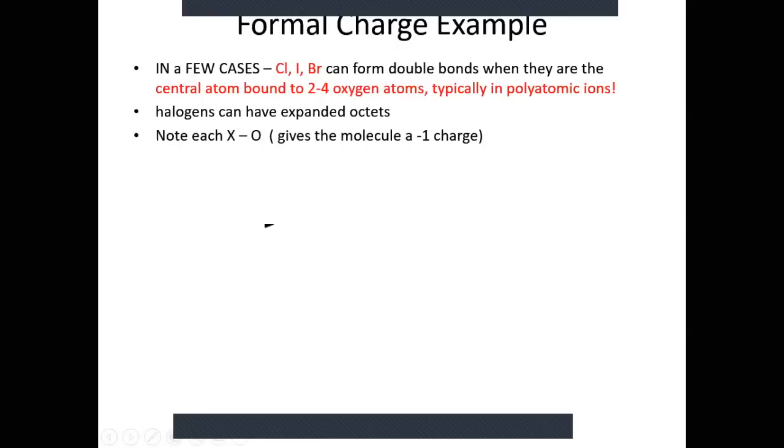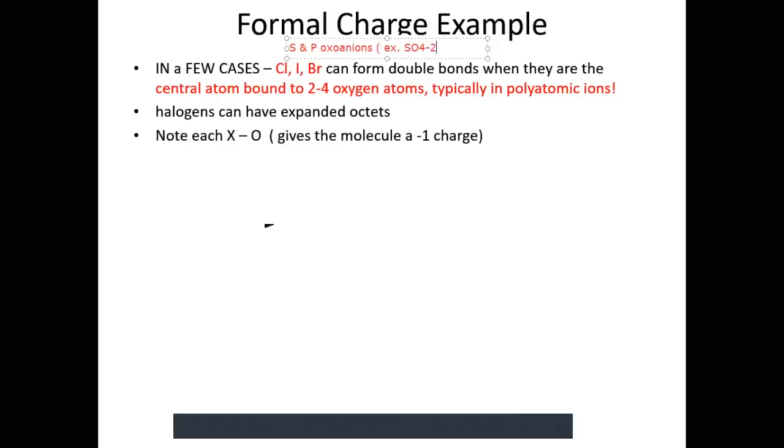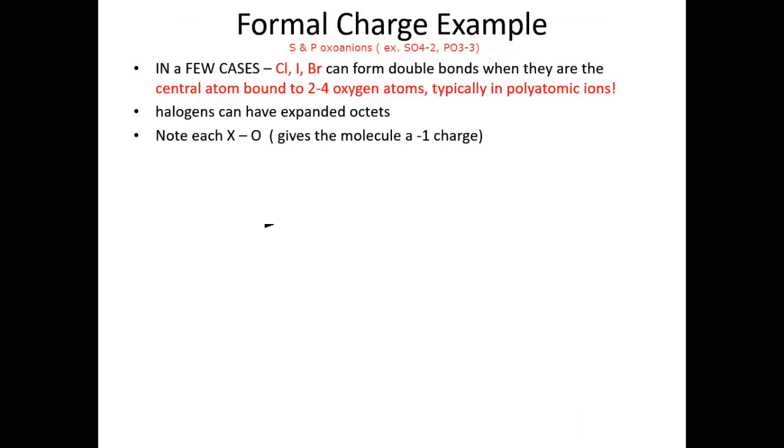So now, formal charge examples. This is where the formal charge structure supersedes the octet structure, and these are a few cases. These are going to be your oxoanions, involving chlorine, iodine, bromine, also sulfur and phosphorus oxoanions. For example, SO4 2-, PO3 3-. These can have expanded octets, and so these halogens can have double bonds when they're the central atom.